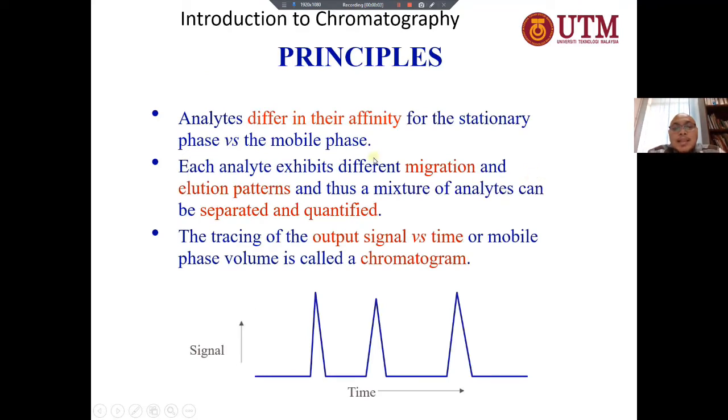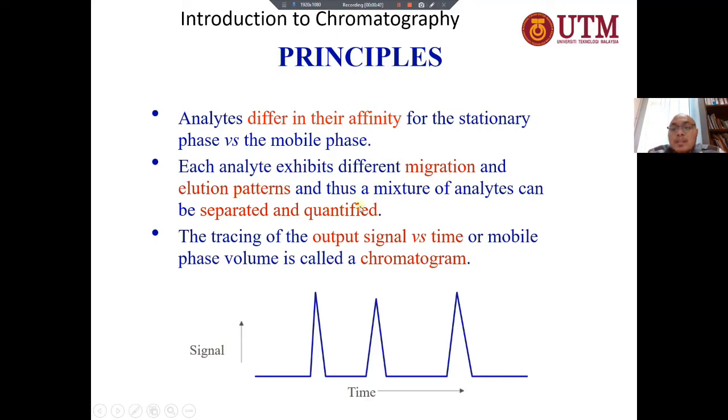Okay, analytes differ in their affinity for the stationary phase and also the mobile phase. If we have a mixture of analytes, they usually have different affinities, or in easier words, we can say that they have different preferences towards the stationary phase or the mobile phase. Each analyte exhibits different migration and elution patterns, and thus a mixture of analytes can be separated and quantified.